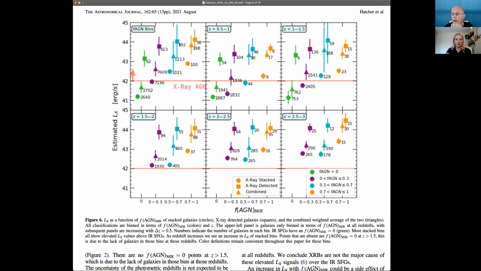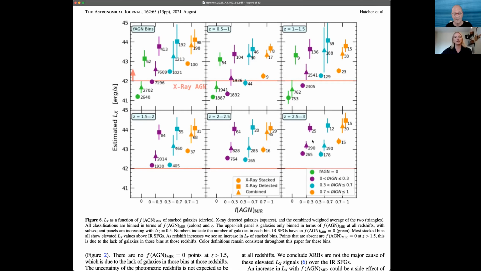But by stacking them, we can actually pull out that there is a signal there, and we need to do more investigation. Okay. And then subsequent panels are further divided into redshift bins of 0.5. And again, as one of the key points, as redshift increases, we also see an increase in the LX of the stacked bins, which is interesting. And the trend still holds. So that is one of the first signs that X-ray stacking is finding some low luminosity, if not obscured, AGN, and we are able to use X-ray stacking to pull out these galaxies.